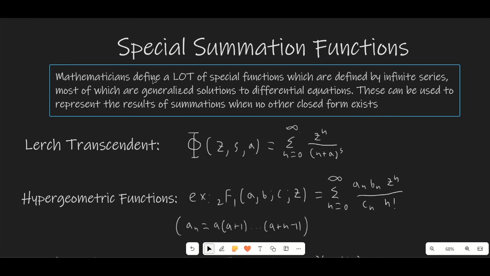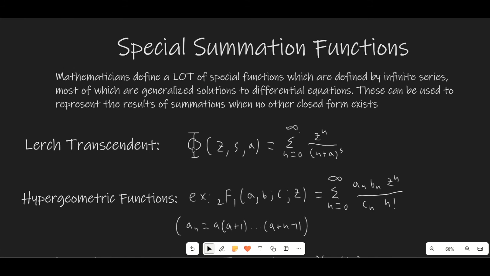Now, it's not always named after the person who invented or discovered it, but in many cases it is. So I have a few examples here. The Lerch transcendent right here is a generalized version of the zeta and polylogarithm functions. So it's a function of z, s, and a all at once. And it's the sum from n equals 0 to infinity of z to the n over n plus a to the s. And you can see the relation to the polylogarithm here.